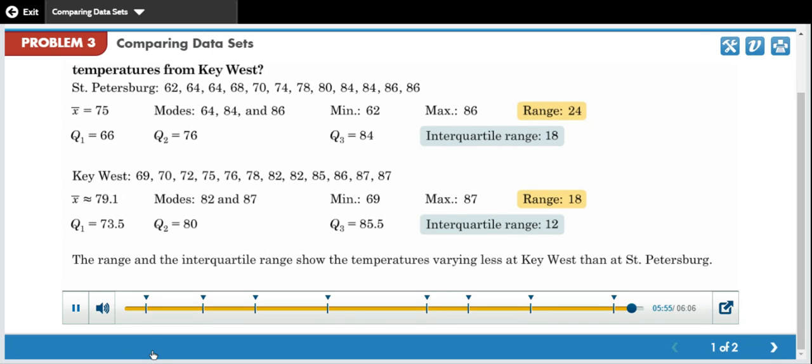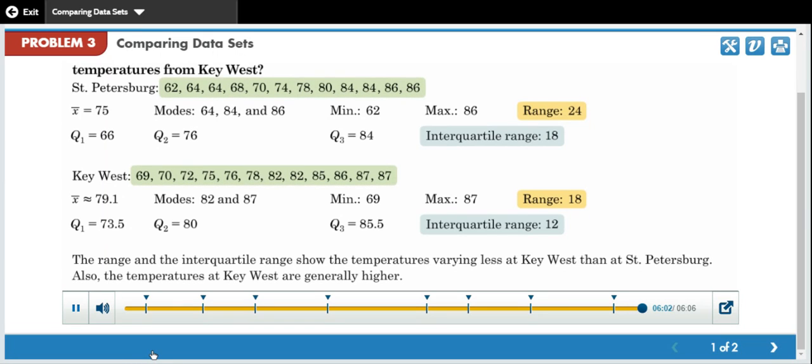The range and the interquartile range show the temperatures varying less at Key West than at St. Petersburg. Also, the temperatures at Key West are generally higher. So something really interesting to think about is if we were to only look at the mean of the values, sure, we would get the same inference that St. Petersburg, since the average temperature is 75 degrees, and since Key West average tends to be 79.1 degrees, we could infer that Key West has typically warmer water temperatures.